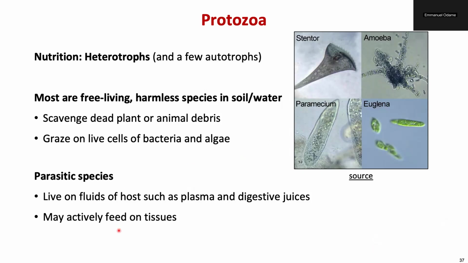Some of them are parasitic species, and they live on fluid of hosts such as plasma and digestive juices, and they actively feed on tissues. There are about 6,500 species of protozoa present.